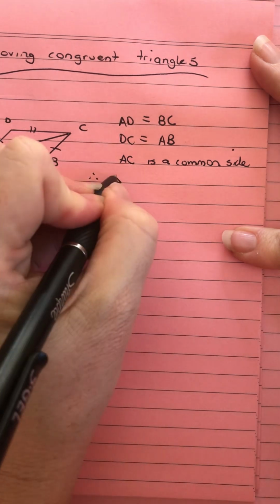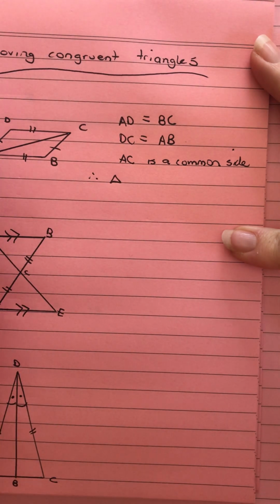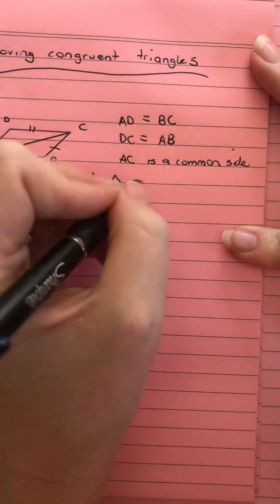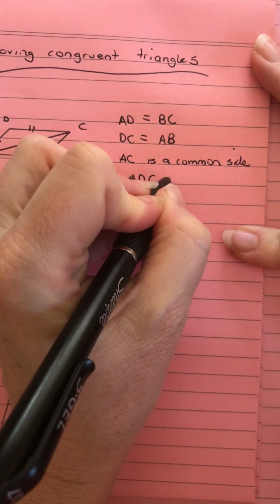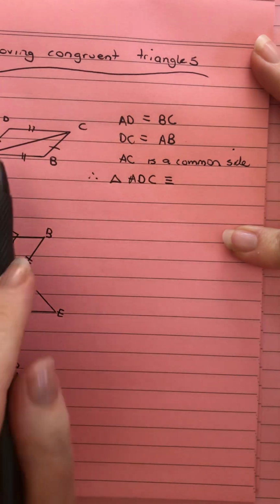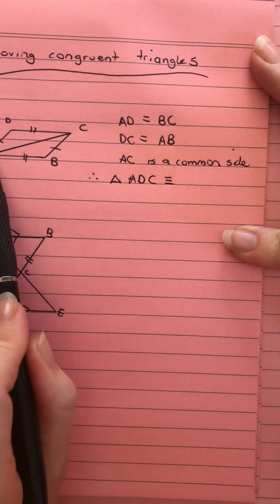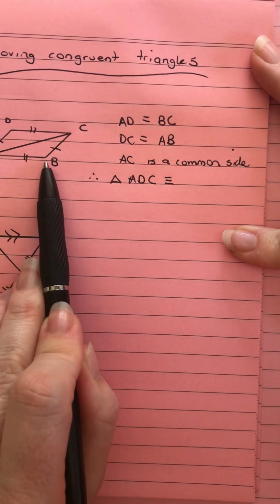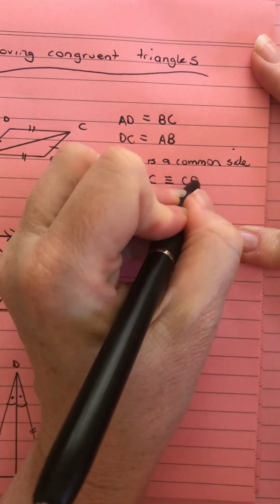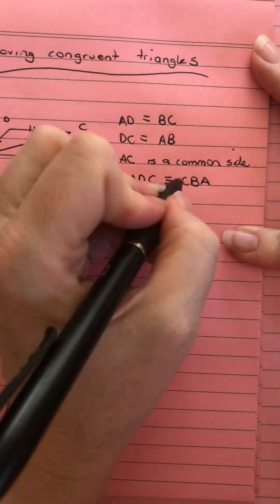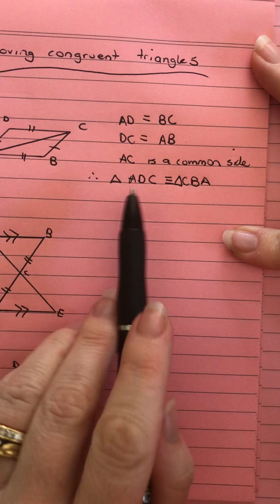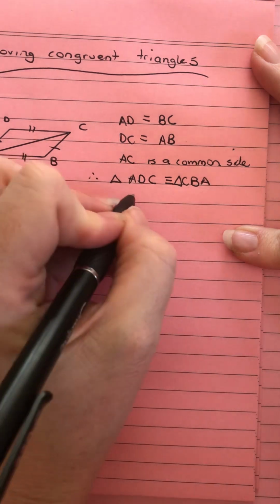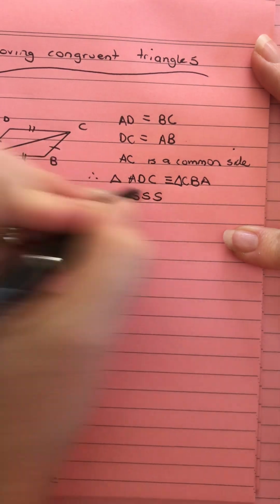Therefore, triangle, and we need to make sure we're careful with our labeling, so ADC is congruent to, and then we'll label the same, so see how we had this side, so we'll go CBA with how we label it, and our reason being is that we have three sides the same.